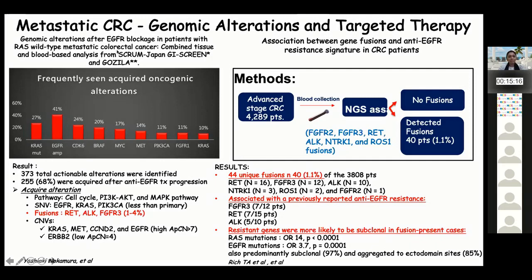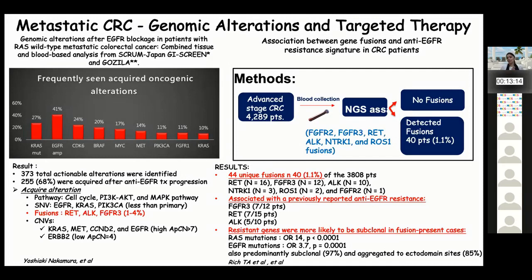Now, these resistant mechanisms can also help you treat your patients who have acquired these resistant mechanisms. And I thought it was very interesting from that Japanese study, from the GI screen Godzilla study that I talked about earlier on. When you looked at these patients who had sequential ctDNA, you can see about 27% of these patients develop RAS mutations as well as fusions such as FGFR1, as well as RET fusions, but they're very, very small percentages.